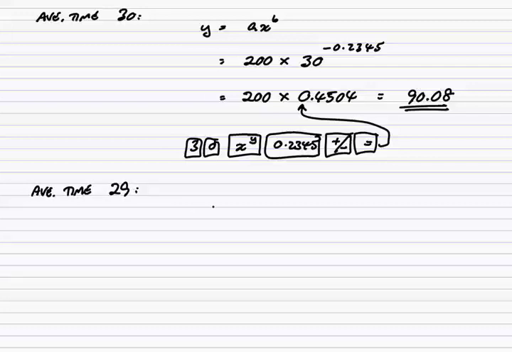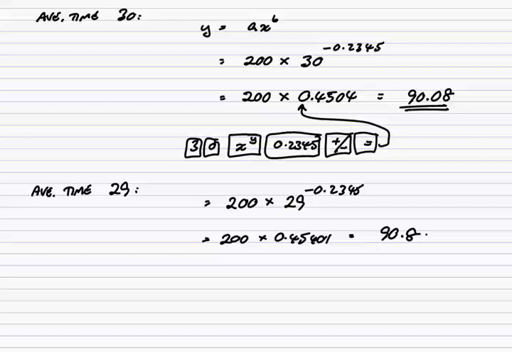Obviously I'll do it here using the formula. It's a time for the first. This time x is 29 to the power b, 29 to the power minus 0.2345. 29, x to the y, 0.2345, plus minus, equals, I get 0.45401. I wouldn't normally bother writing it down, to be honest. I'd keep it in my calculator, but multiply by 200 and I get 90.80.